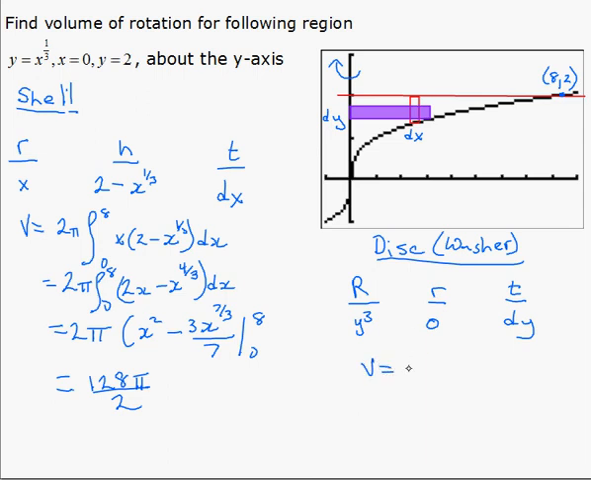We end up with the volume equal to pi times the integral from 0 to 2 now, since it's y, of y cubed squared minus 0 squared dy. And you can go ahead and do that, but if you do, the answer is 128 pi over 7. So the same answer.